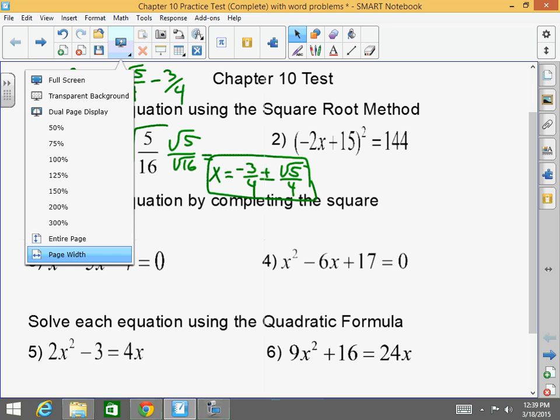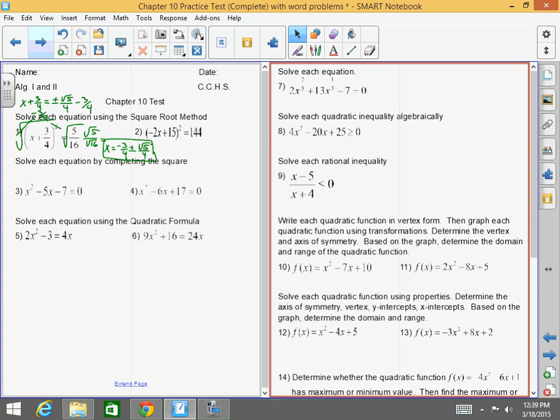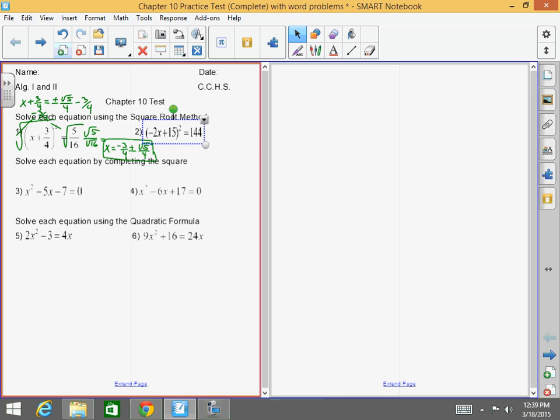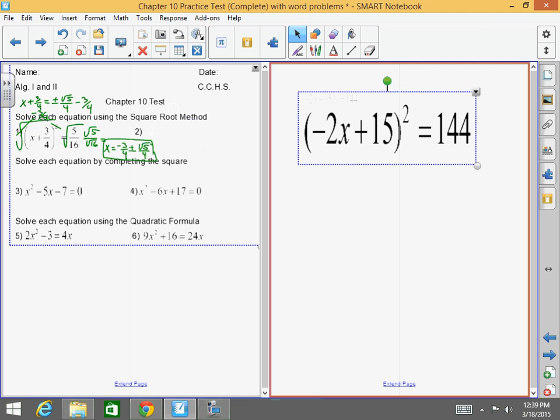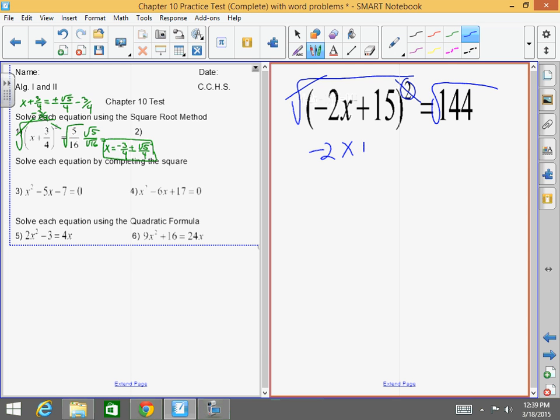Number 2, let me go ahead and split this up so that way I have space and everyone can work that way. Okay. So let me bring this guy over here. So I want to solve this by square root method. I want to get rid of this power of 2. So I square root both sides. The square root cancels out the power of 2. I've got negative 2x plus 15 equals plus or minus 12. I'm going to subtract 15 from both sides.